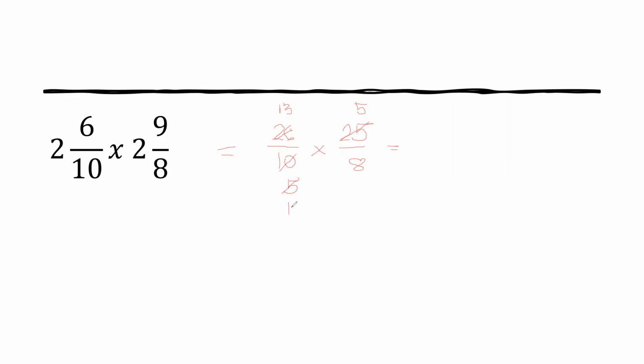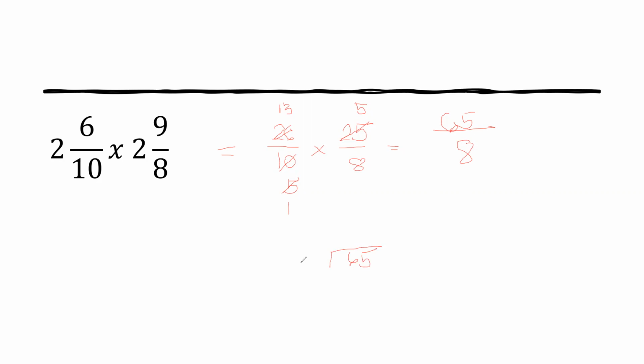Since na-try na natin yung parehong patayo at diagonal, proceed na tayo with multiplication. So, that's 13 times 5. That will be 65 over 1 times 8, that will be 8. Kung mapapansin natin, this is improper fraction. So you have to change that into a mixed number. That will be 65 divided by 8.